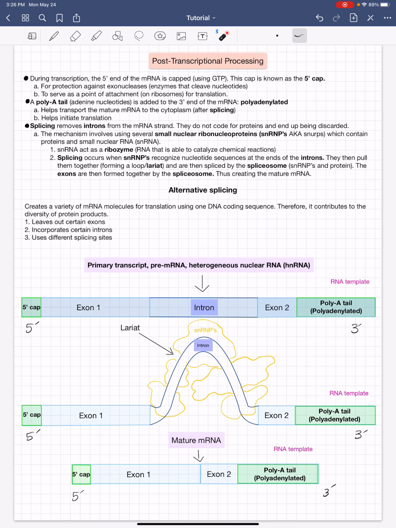Alternative splicing is a mechanism that is used to help regulate genes. It creates a variety of mRNA molecules for translation using one DNA coding sequence. Therefore, it contributes to the diversity of protein products. This is done by leaving out certain exons, incorporating certain introns, and using different splicing sites during the post-transcriptional process.